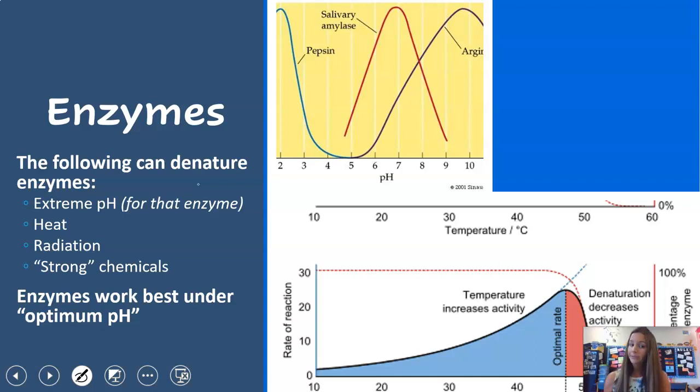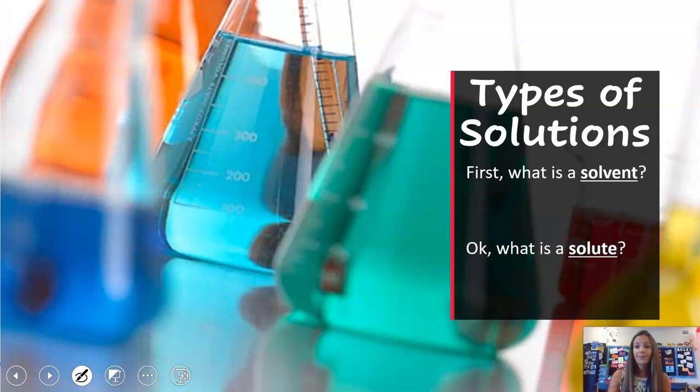We talked about heat. There's also extreme pH. Your enzyme has a specific pH. Your stomach has enzymes which function best in a highly acidic environment. If you put them somewhere else that's not that low pH, they're not going to function. You also have strong chemicals. Enzymes themselves work best under an optimum pH, but that is enzyme specific, depending on where that enzyme is located and what it does.